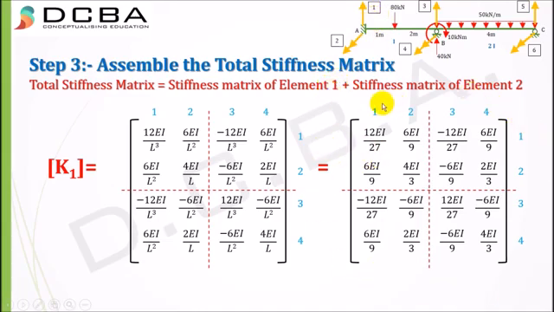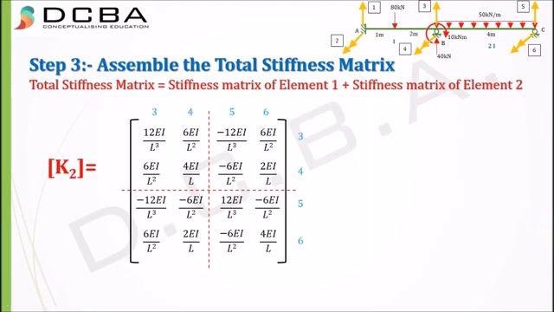And these numbers are very important in the later stage because they act as reference points. Stiffness matrix for element 2 will also be the same. It is same as what you have seen previously. And just notice these numbers. Now they are 3 4 5 6 and again 3 4 5 6.